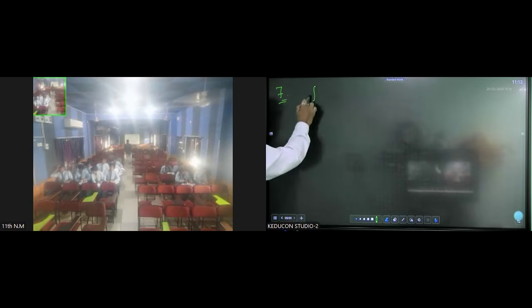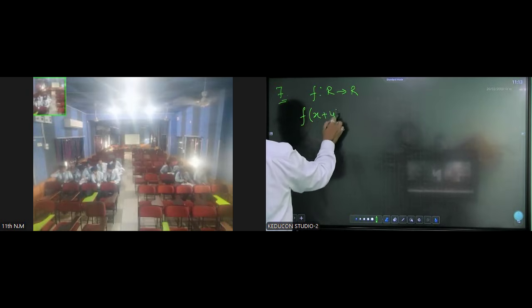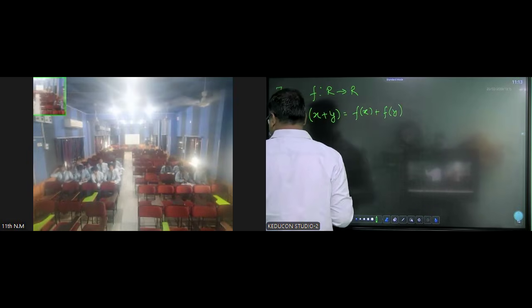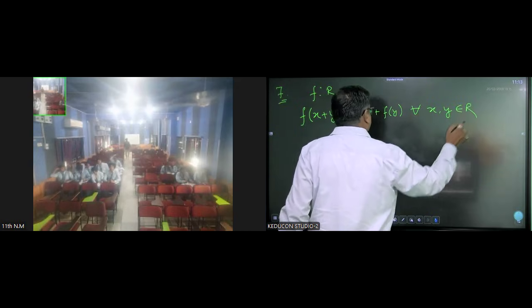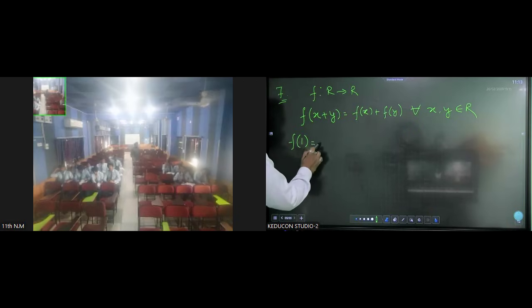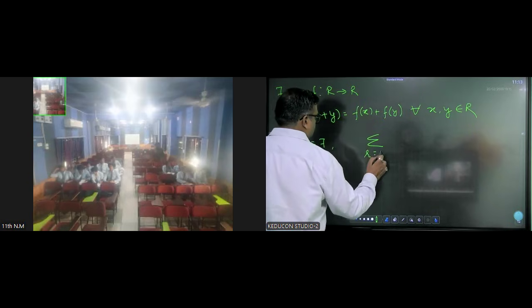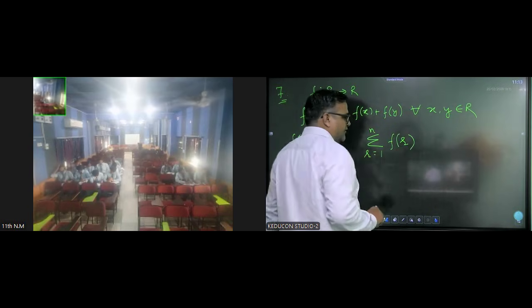क्वेश्चन नंबर 7. If function f from R to R, means real numbers to real numbers, satisfies f of x plus y is equal to fx plus fy for all x, y belonging to R, and f1 is equal to 7. Find summation r equal to 1 to n f of r. We have to find this.